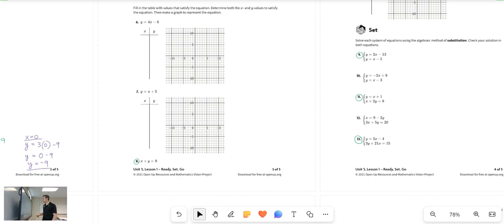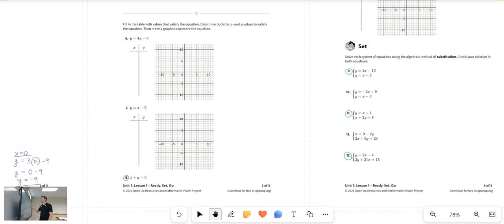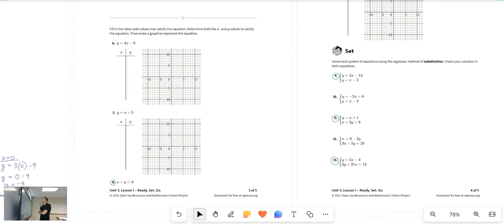All right, page 3, it looks like we've got new instructions. Fill in the table with values that satisfy the equation. Determine both the x and y values to satisfy the equation. Then make a graph. So we're filling in the table and then graphing. All right, we can do that.